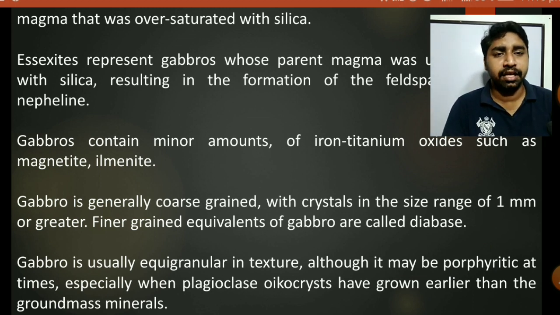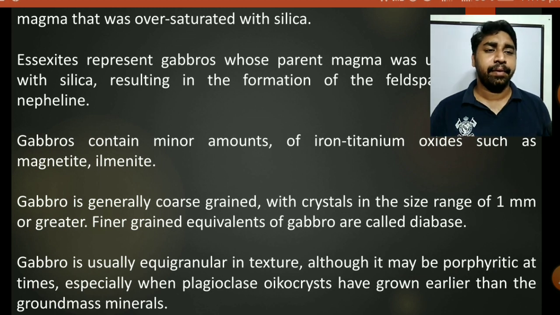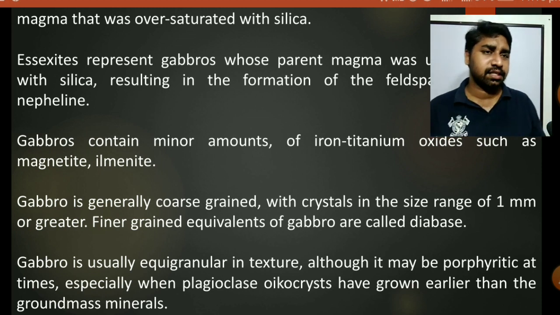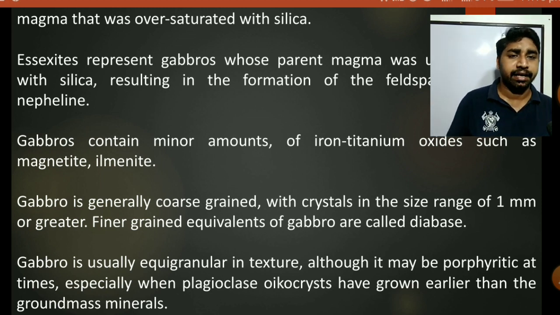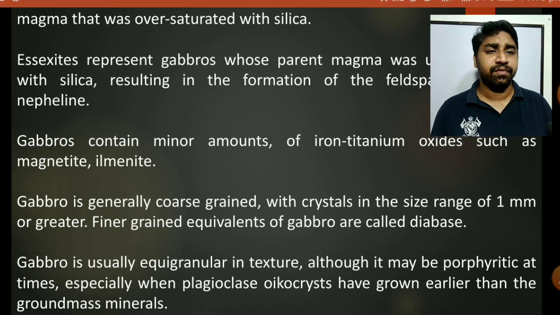Next, gabbro is usually equigranular in texture and it may be porphyritic at times, especially when plagioclase oikocrysts have grown earlier than the groundmass minerals. So sometimes if the crystallization is rapid, then it leads to the formation of inequigranular or porphyritic texture in this gabbro.